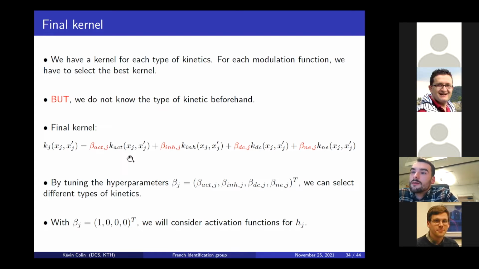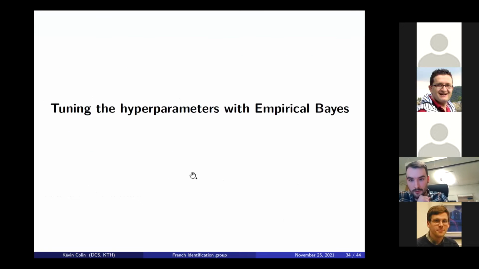As an example, if we denote by beta g the vector containing the hyperparameters here, if I choose beta g equal to this, then we will consider more activation function. And of course, this hyperparameter beta, we are going to estimate it from data. We don't know beforehand what value should be optimal. What we are going to do is to tune the hyperparameters by using the data we have, by using the method called empirical Bayes.